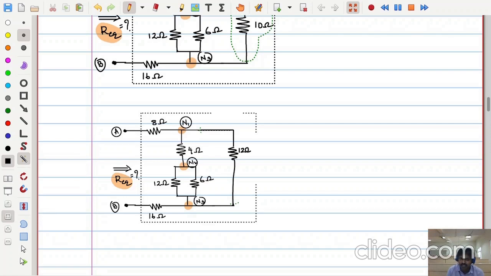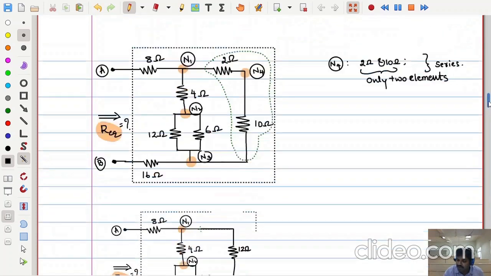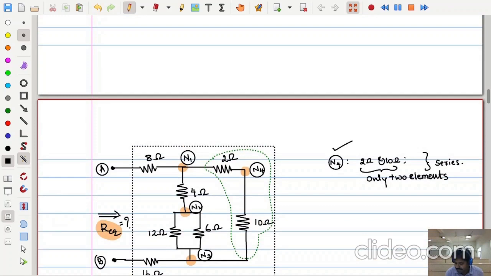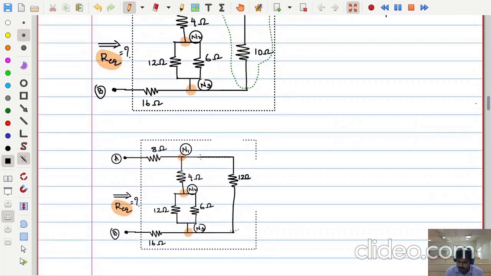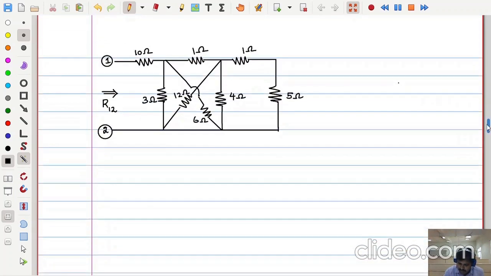Whenever two elements are connected in series, when we replace those two by their equivalent, the simple node in between will vanish. This node will go away. That is one thing. I will come back to this problem again. So then let us see this problem.